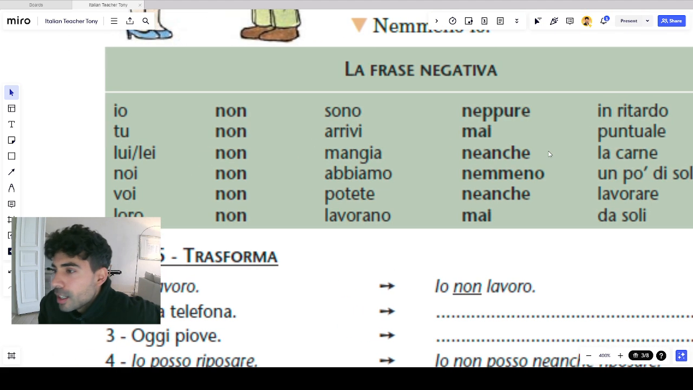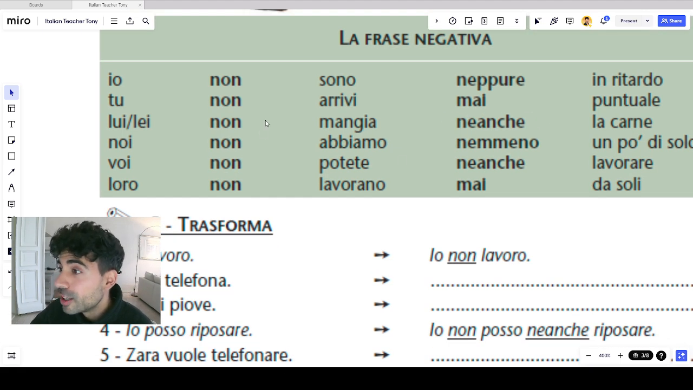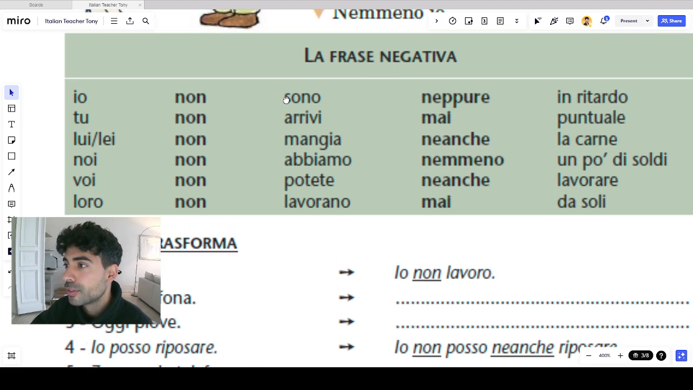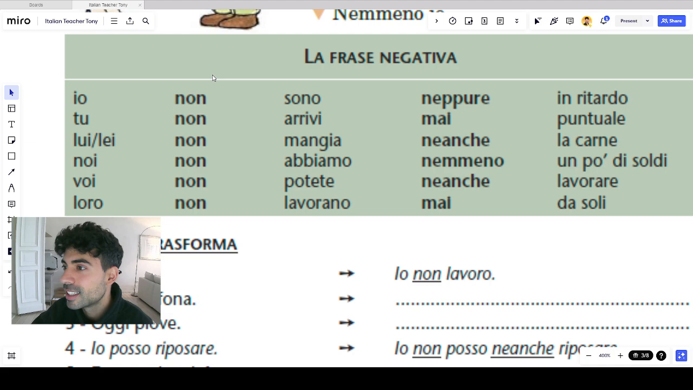Now, look at the construction. We always have the negation non in front of the verb. So by putting non in front of the verb, you are negating the sentence. I am not. I arrive, I don't arrive. Io non sono, io non arrivo.